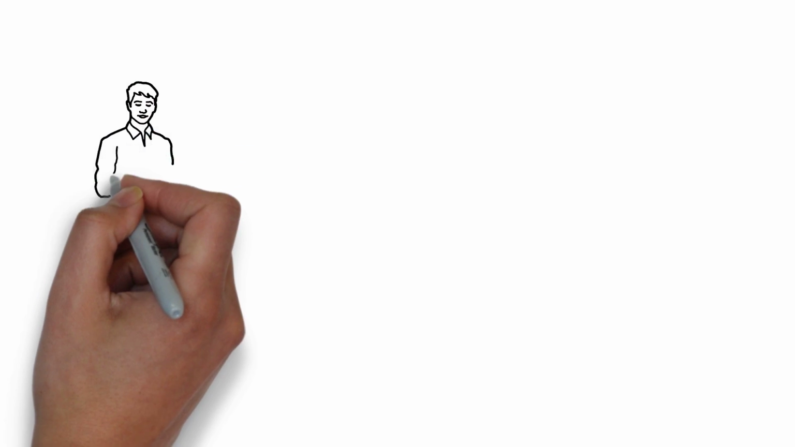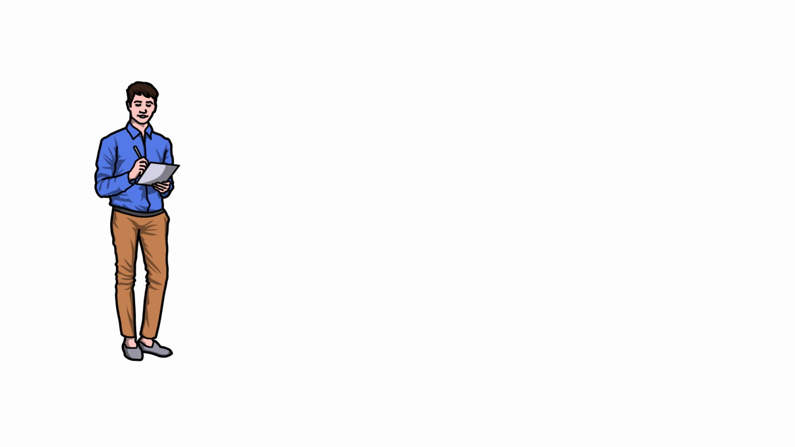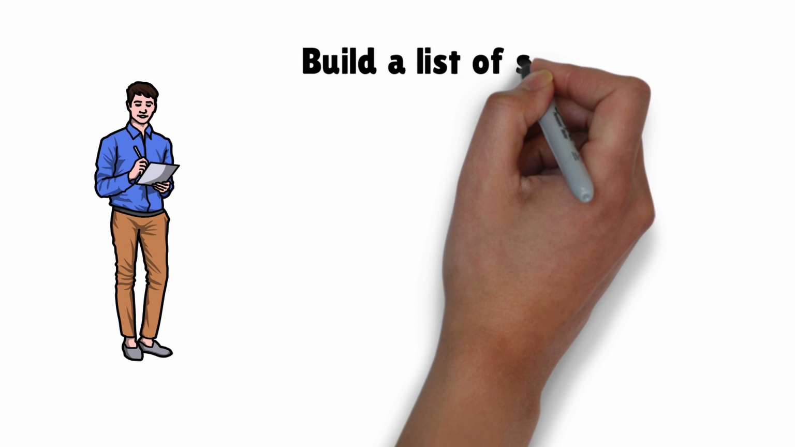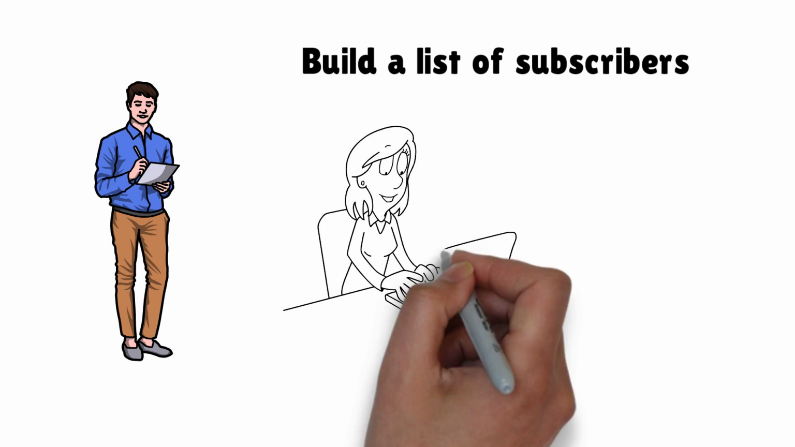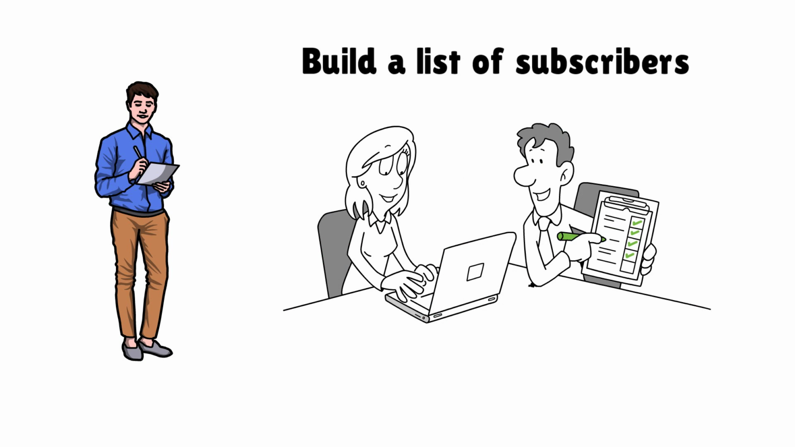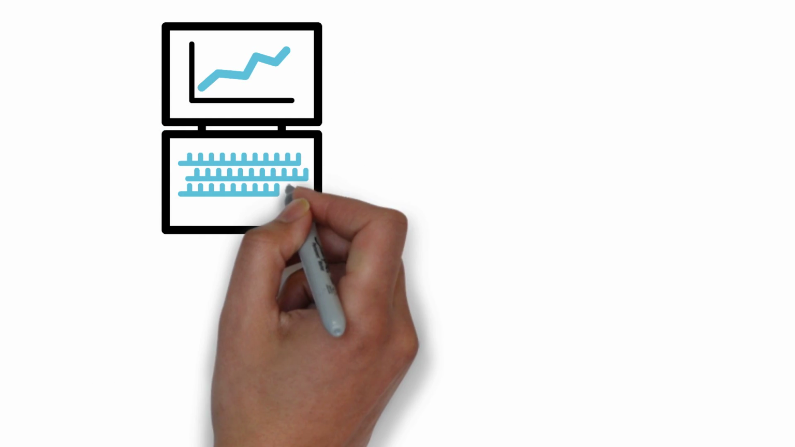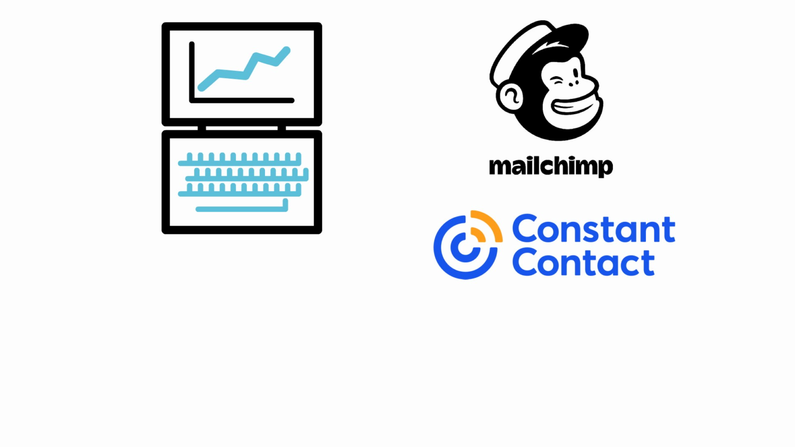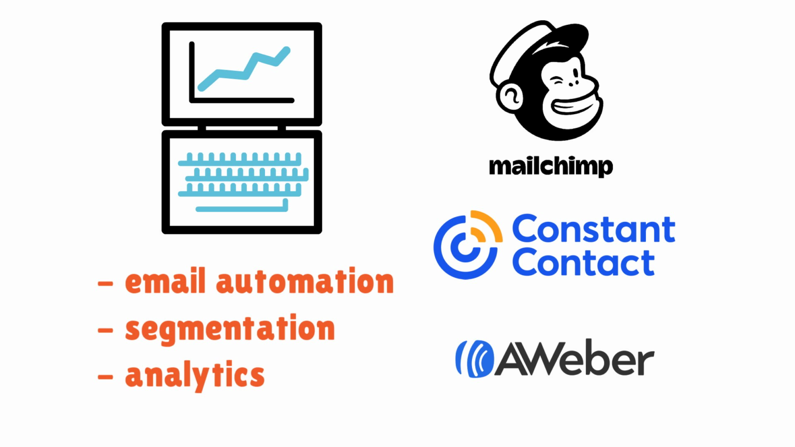Now, let's talk about email marketing for beginners. If you're just starting out with email marketing, there are a few things you need to know. Firstly, it's important to build a list of subscribers who have opted in to receive your emails. You can do this by offering a lead magnet, such as an ebook or discount code in exchange for their email address. Secondly, you need to choose an email marketing software that suits your needs. There are many options available, including MailChimp, Constant Contact, Aweber, and more. These software tools offer a range of features, including email automation, segmentation, and analytics.